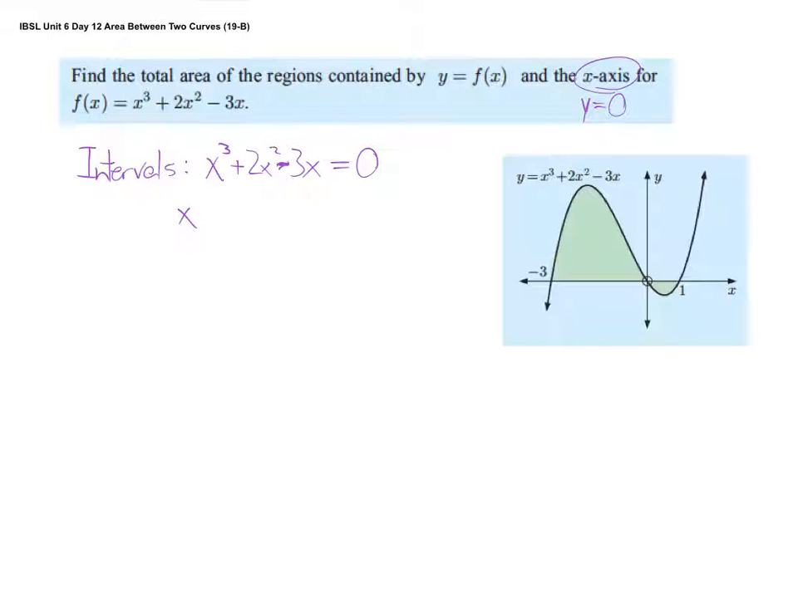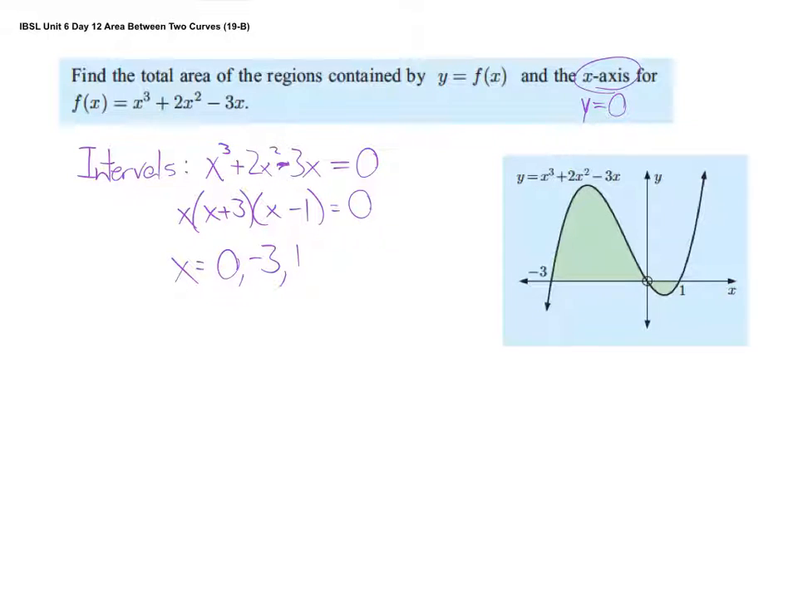So we simply factor here. We have x times x plus 3 times x minus 1. The solutions are 0, negative 3, and 1. So here's what we have. We're going to have two different intervals. If you get 3 intersection points, you're going to have two different intervals that you need to integrate over. It's important that you make this distinction here.